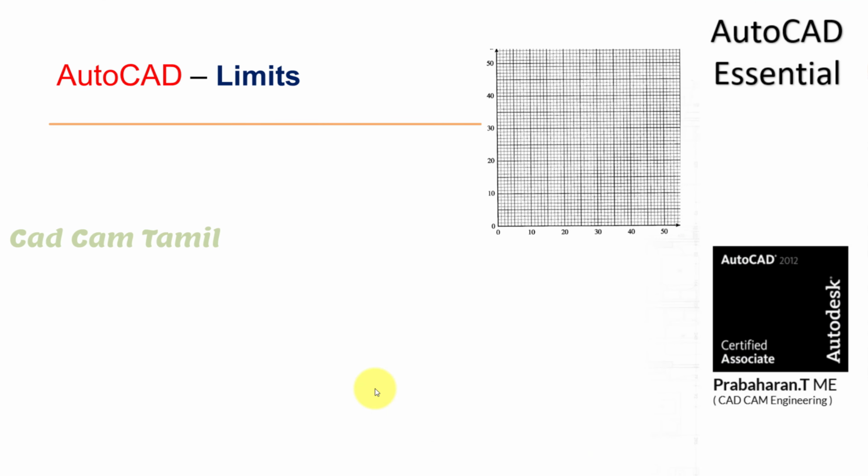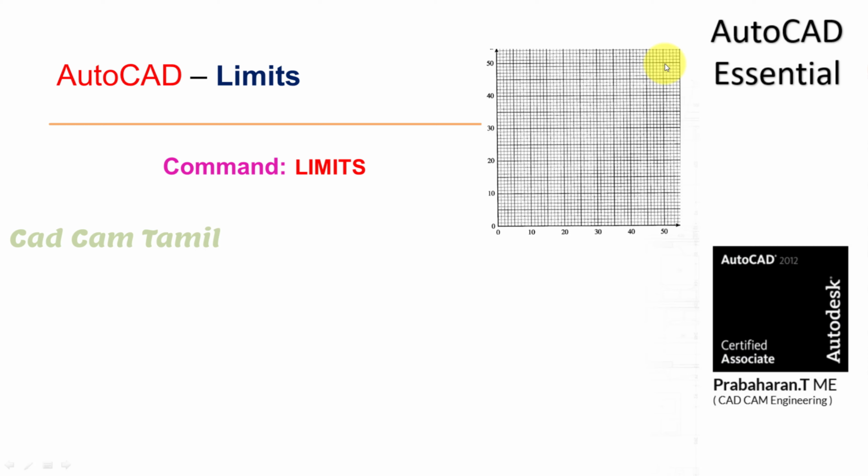So what we have to do is set our drawing area, whatever limit you need. See, this is our graph sheet. At the bottom left of the graph sheet we keep 0, 0. The top right corner of this graph sheet, what is the value? 50, 50. That means this graph sheet has the size of 50 by 50. So this is the paper size. Within this 50 by 50, we can draw any diagram. In a similar way, we need to set our drawing screen as per the paper size.